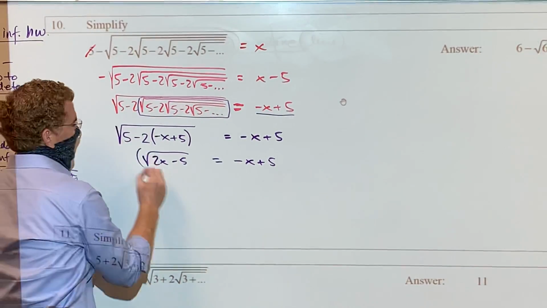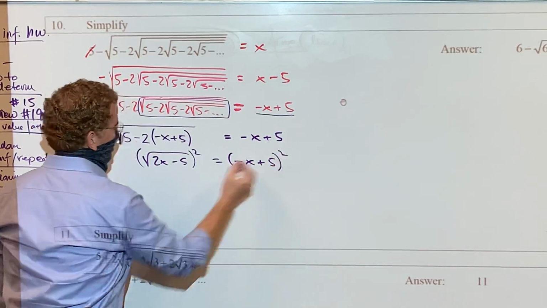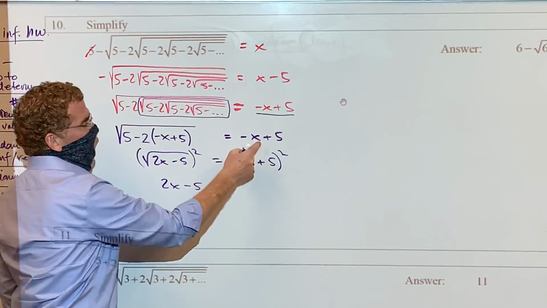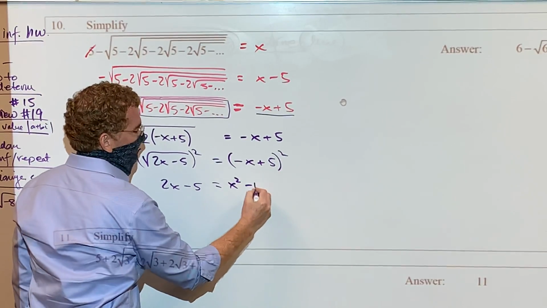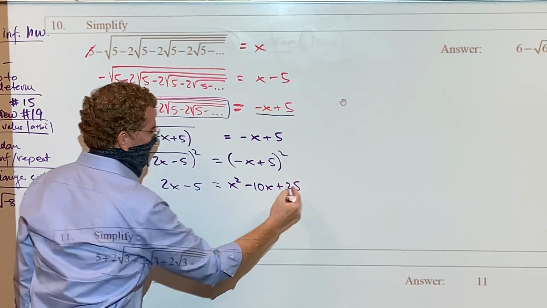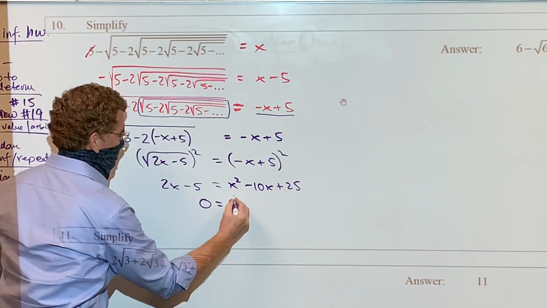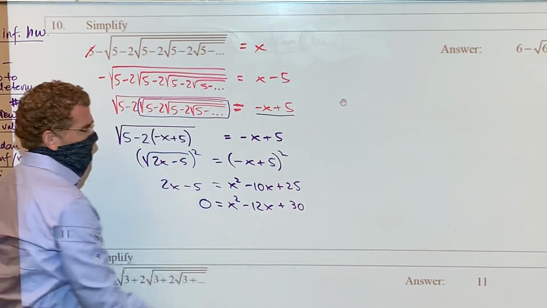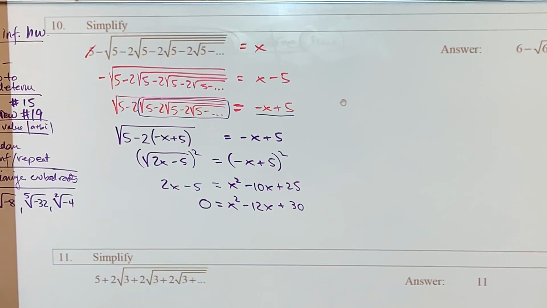If you want to simplify it and then square, you're going to end up with a 2x minus 5. Either way, that's fine. Over here, I end up with x squared minus 10x plus 25. And at this point, you should be in pretty good shape. Add a 5 is 30. And I'm pretty sure most of these don't work. The answer suggests that the quadratic formula is not going to help you.